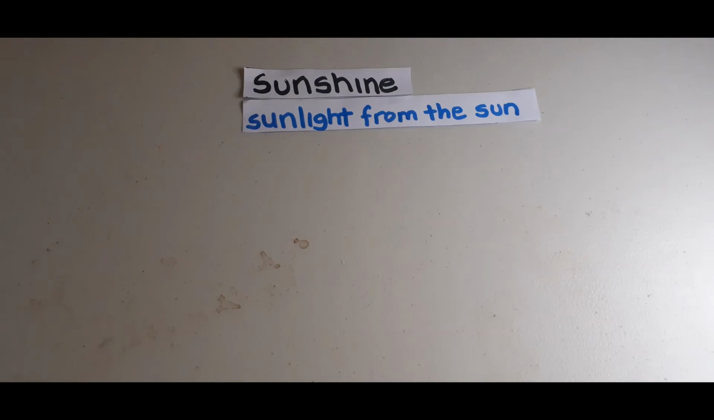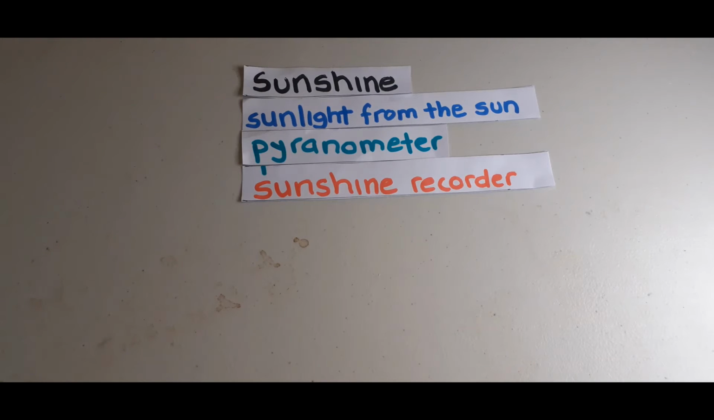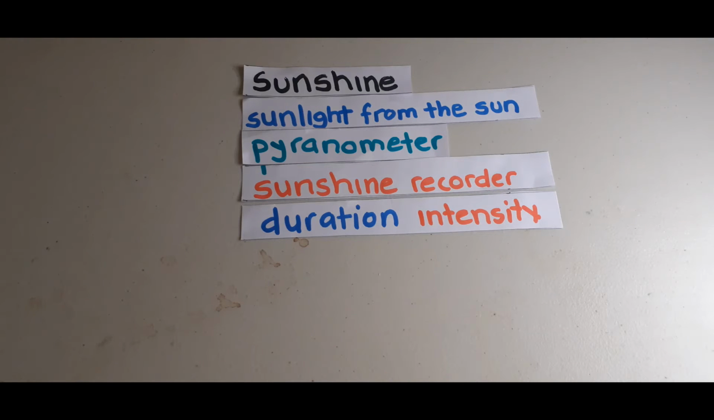Sunshine is described as sunlight from the sun. It is measured by an instrument called a pyranometer, and the sunshine recorder is an example of a pyranometer. Sunshine is measured in terms of duration, that is, how many hours the day received sunshine, and also by intensity, which is the degree of heat that is formed by the sunlight.